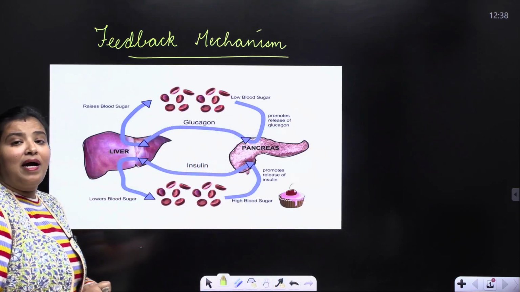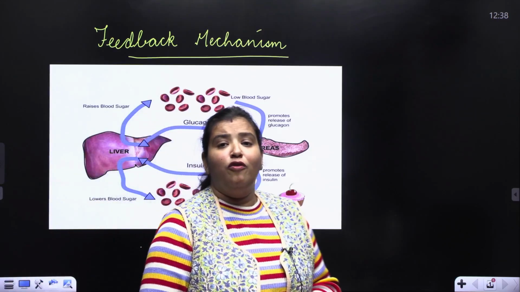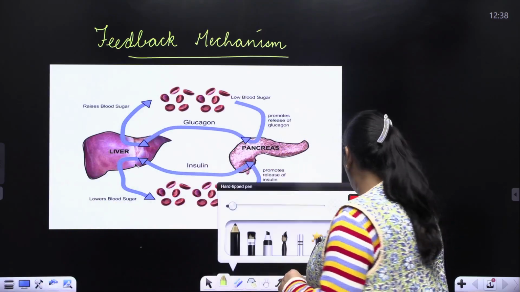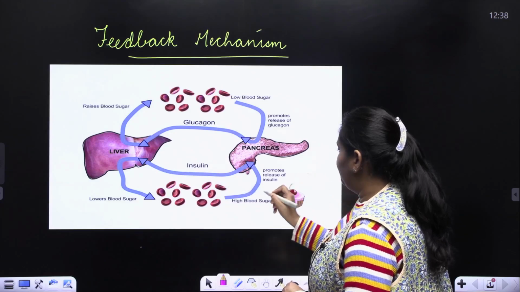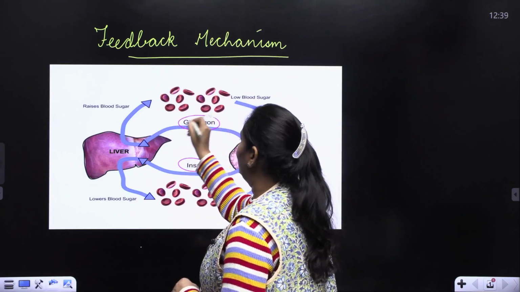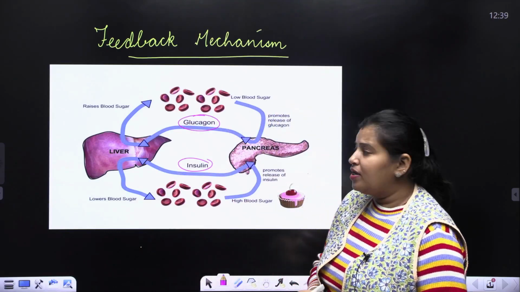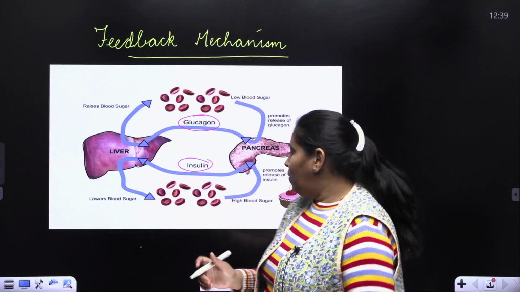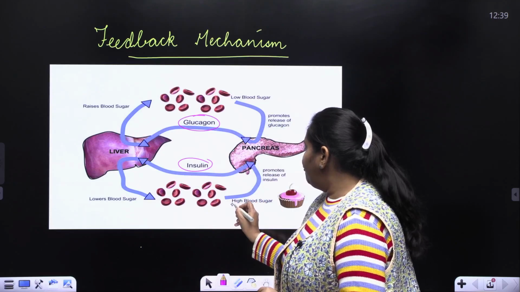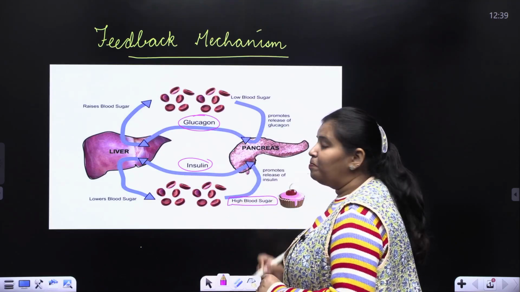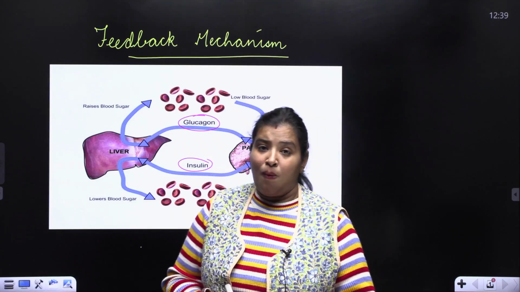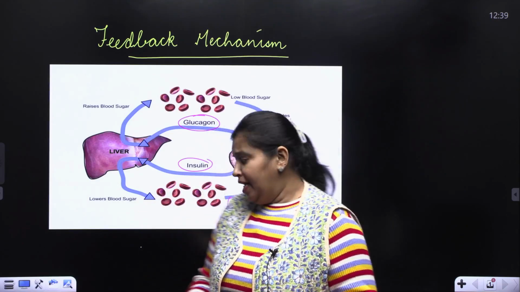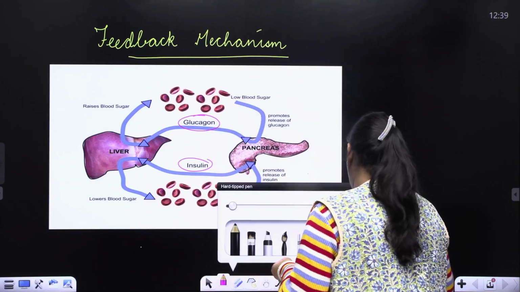When I say the feedback mechanism, I am taking an example of hormones which are secreted by the pancreas, one which is insulin and the other one which is glucagon. So this is the insulin and this is the glucagon. These are both the hormones which are secreted by the pancreas. Now see what happens. When we eat food, food causes a rise or a spike in the blood sugar level. So when you eat food, the blood sugar level in the form of glucose will increase beyond a certain concentration.